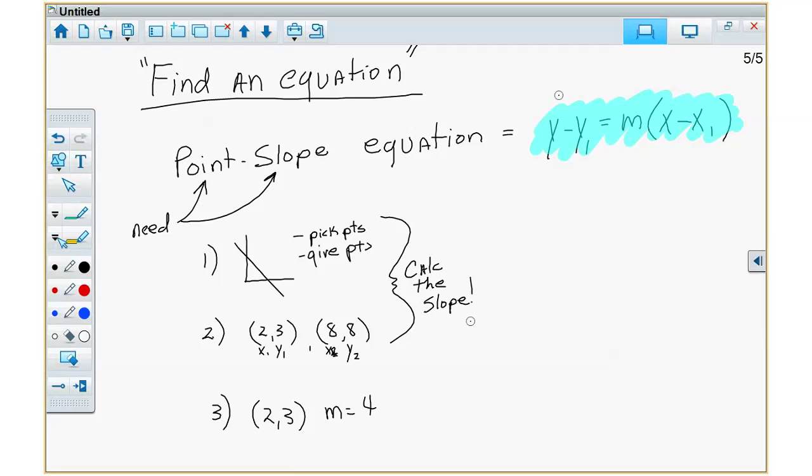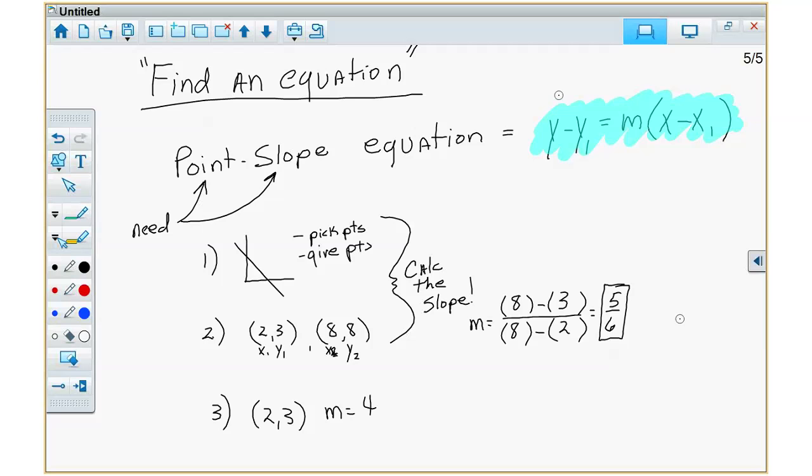So m is equal to (y sub 2 minus y sub 1) over (x sub 2 minus x sub 1). What's y sub 2? 8. What's y sub 1? X sub 2 and x sub 1. So that gives us 5 over what? 6. Okay. So now we got a slope, and all we need is a what?